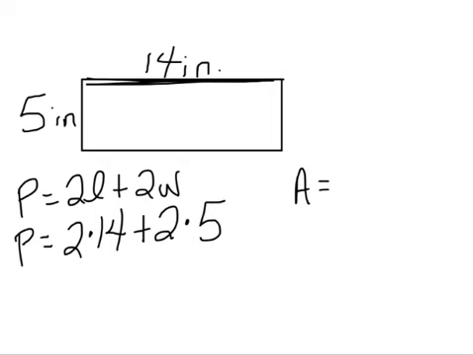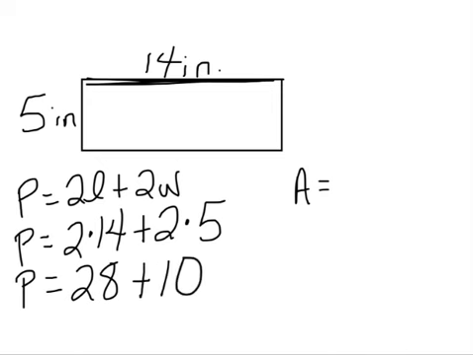Now, order of operations tells me that I've got to do my multiplication first. So 2 times 14 is 28, and I forgot to say that you can have a calculator for this section. And 2 times 5 is 10, and then 28 plus 10 is 38. And then don't forget to label it. Perimeter is just in my units, so it's 38 inches.